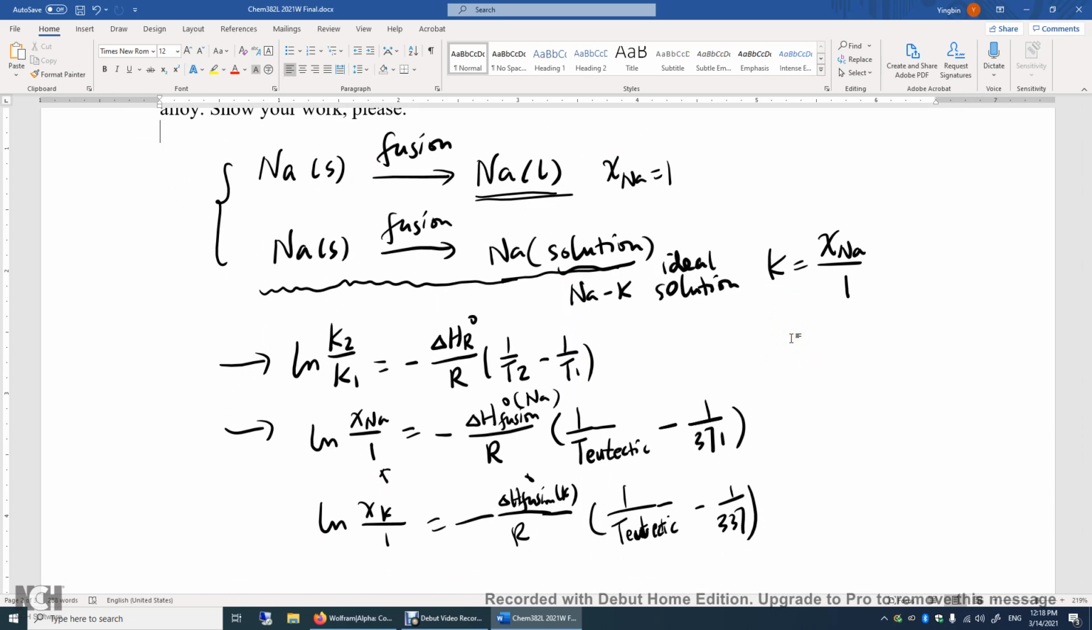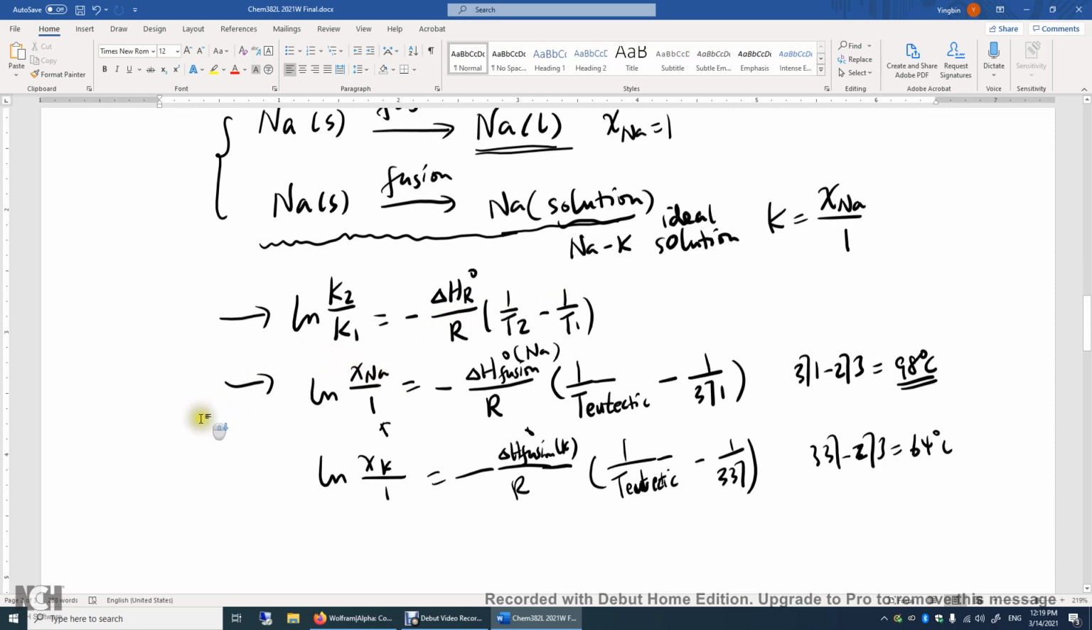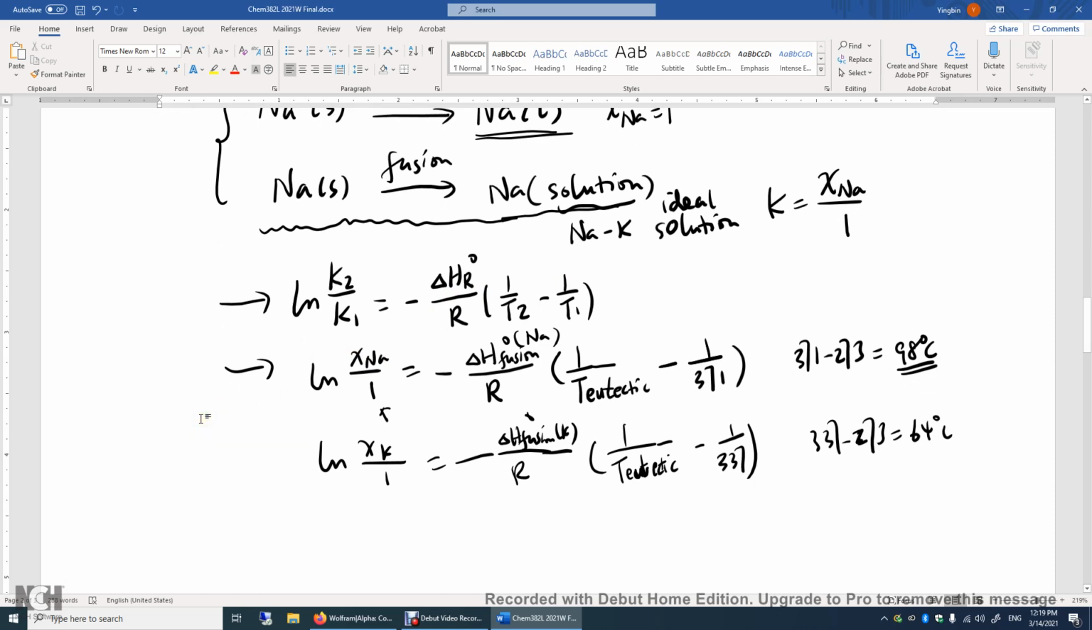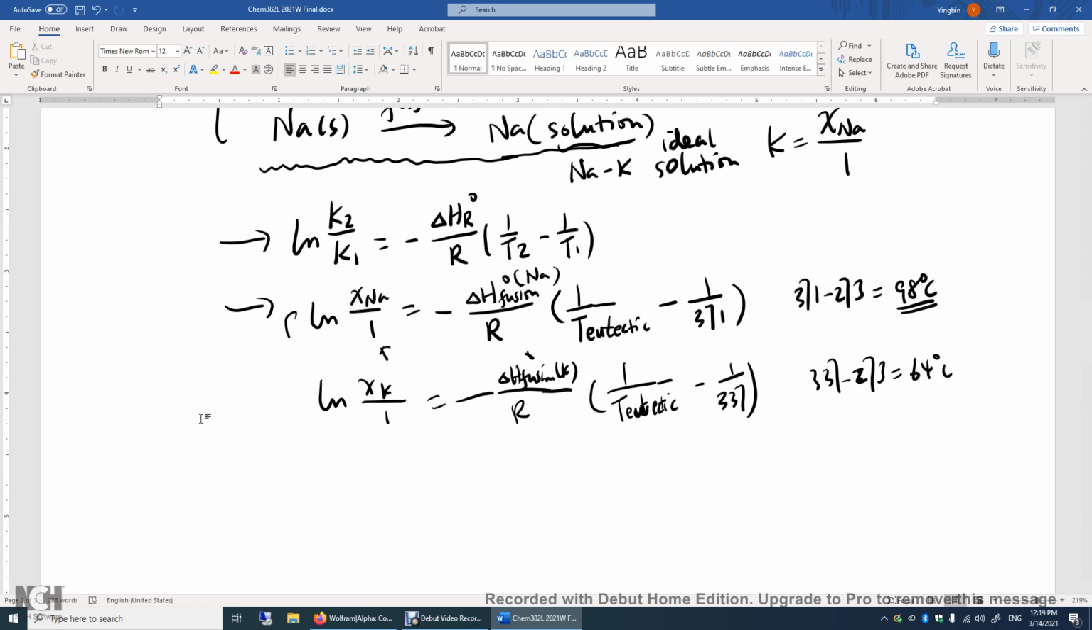All right. So you can compute the melting point of sodium. It's 98 degrees Celsius. So you need 98 degrees Celsius to melt sodium. You need 64 degrees to melt potassium. But later you will see if you mix sodium and potassium, you will get a much lower melting point for both metals.